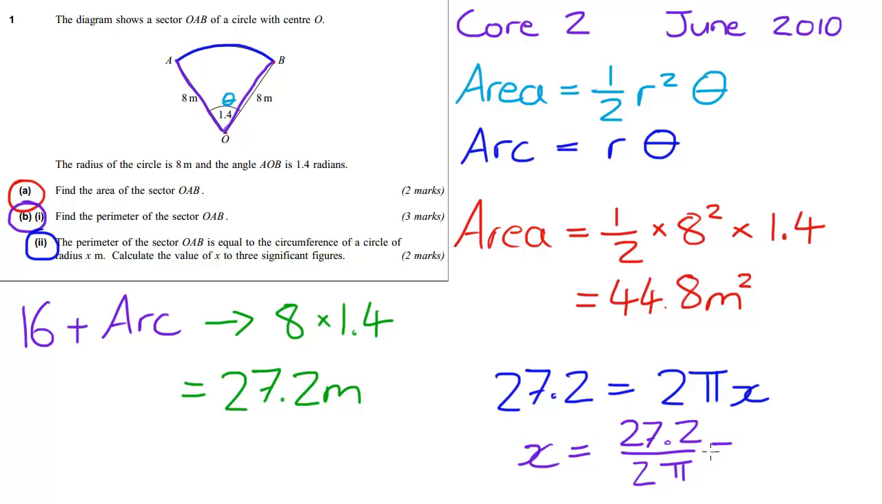I'm running out of space a little bit, but if we do that, it says 3 significant figures here as well, so let's go 4.33, and that is to 3 significant figures. So there we go, on to the next one.